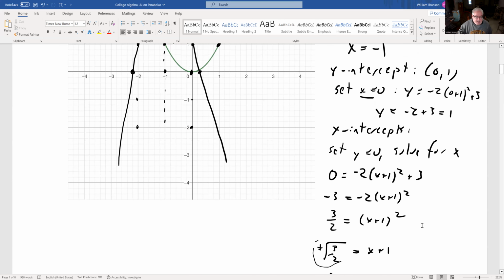So our two x-intercepts then: there's one over here, and that's (-1 minus the square root of 3 over 2, 0). And there's one here, and that point is (-1 plus the square root of 3 over 2, 0). And notice that the x coordinate of the vertex, that's my -1, and the two x-intercepts are symmetric around the axis of symmetry there.